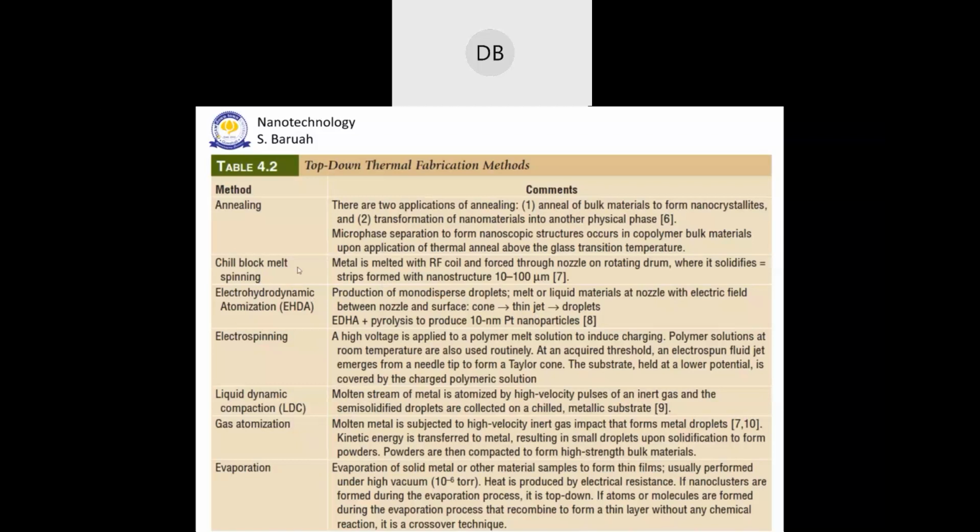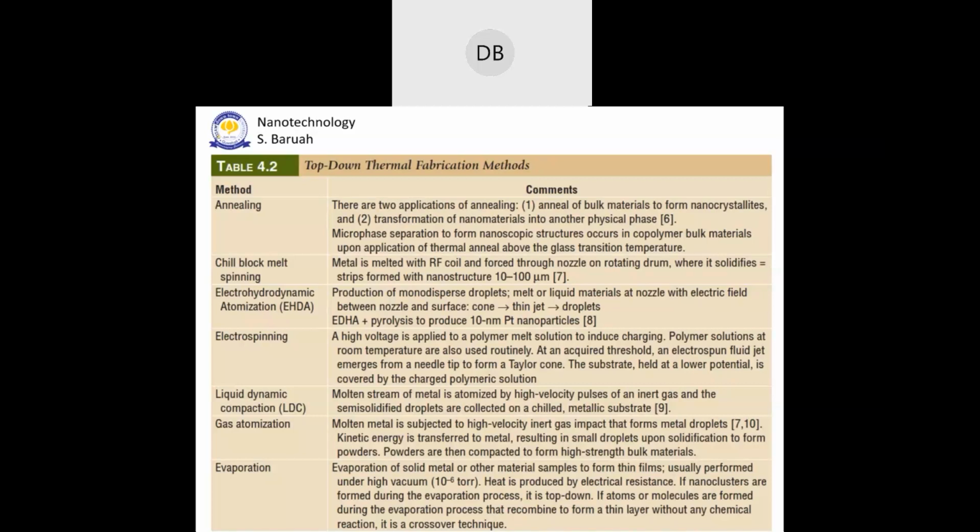Chill block melt spinning, okay, this is like using a radio frequency coil to melt metal at a high temperature. Because to melt metal you need high temperature, right? So at a high temperature you have molten metal, then it is spread out through a nozzle and it immediately cools down on a drum, and that's why it spreads out like thin wires, because the drum is rotating and this is falling and spreading out, and then you end up with some nanofibers.